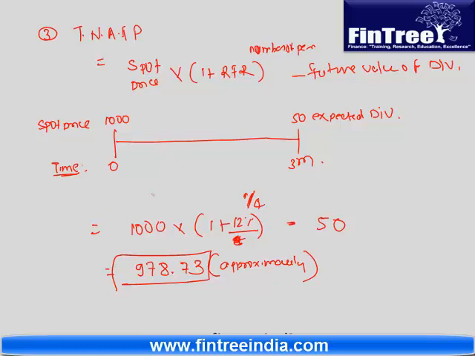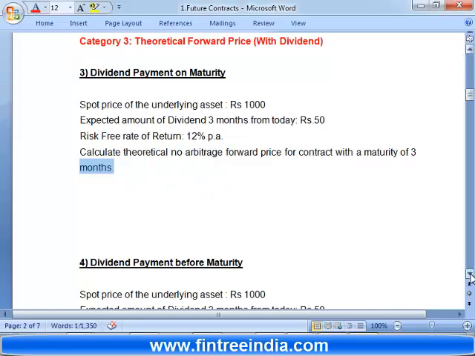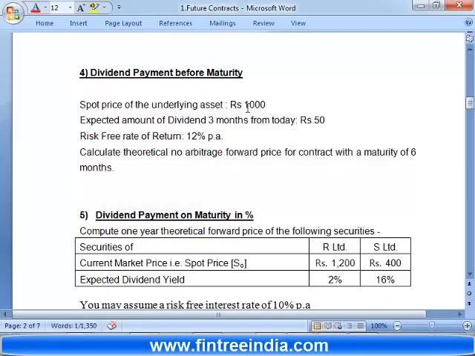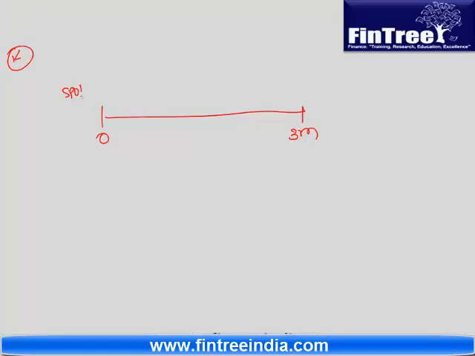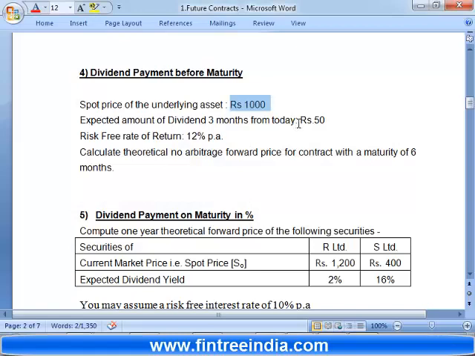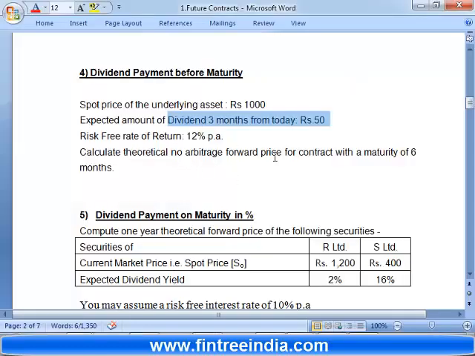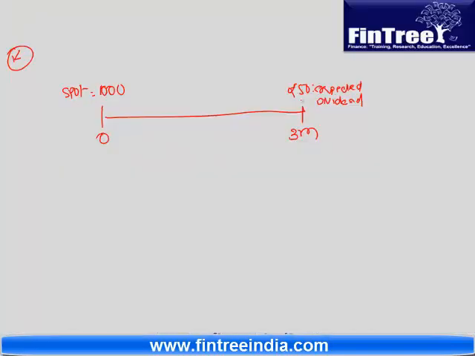Are we good to move on? Question number 4. Dividend payment before maturity. Now we will start solving this directly. We've done presentations now. So spot price is 1000. I'm drawing a timeline for this now. This is time 0. This is 3 months. Spot price as of now is 1000. Expected dividend 3 months from today is rupees 50, which is expected dividend. And we have been asked to calculate a forward price for a maturity of 6 months.